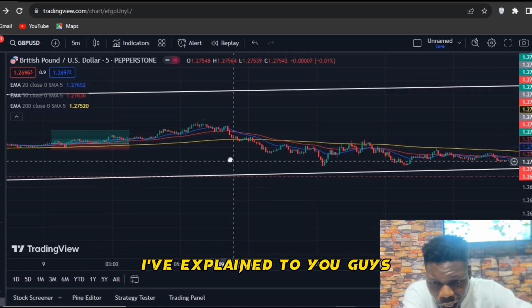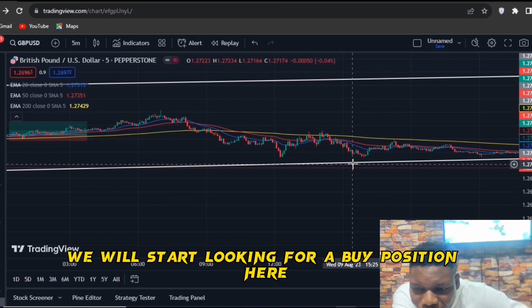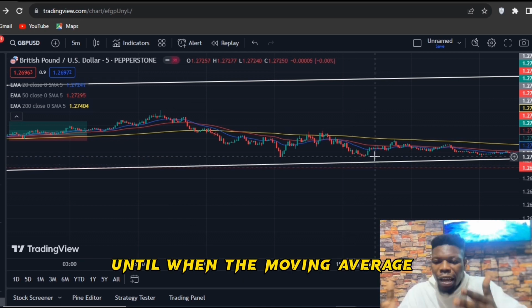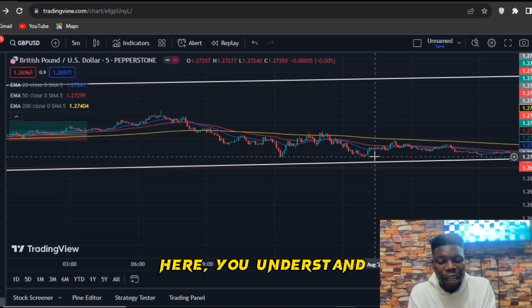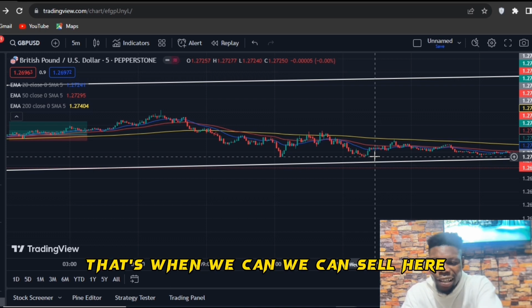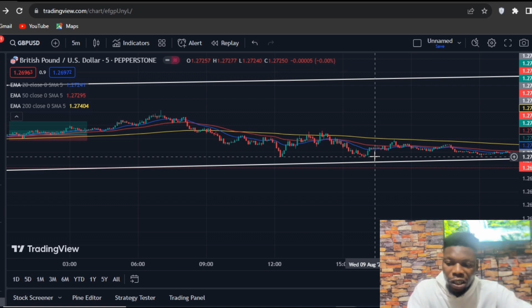Again, I've explained it to you guys. That's it. Okay, price has reversed. Then we start looking for a buy position here. But we can only buy when the moving averages are above the 200 here. You understand? If it was a bearish market, that's when we can sell here. If it's a bearish market, the 200 must be below all the other moving averages.